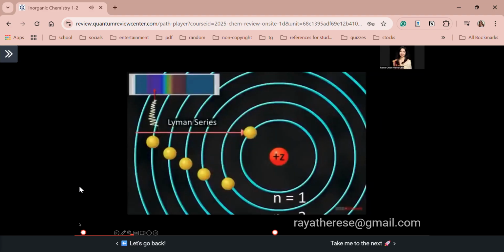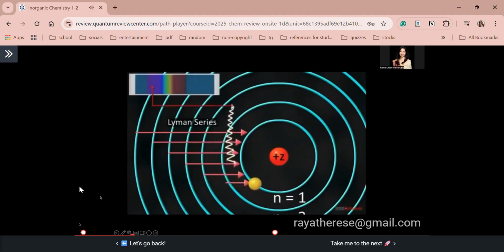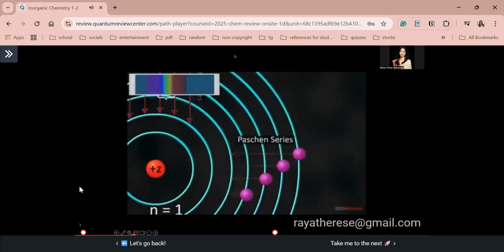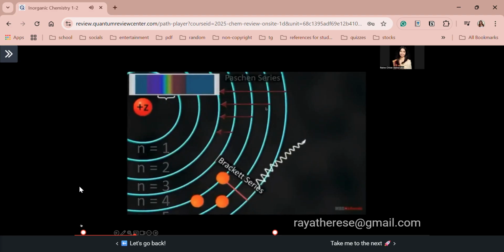When a transition from higher orbits to the first orbit occurs in the atom, the Lyman series is obtained. The values of frequencies obtained in this transition lie in the ultraviolet region of the electromagnetic spectrum. When a transition from higher orbits to the second orbit occurs in the atom, the Balmer series is obtained. The values of frequencies obtained in this transition lie in the ultraviolet region of the electromagnetic spectrum. When a transition from higher orbits to the third orbit occurs in the atom, the Paschen series is obtained. The values of frequencies obtained in this transition lie in the infrared region of the electromagnetic spectrum. When a transition from higher orbits to the fourth orbit occurs in the atom, the Brackett series is obtained.